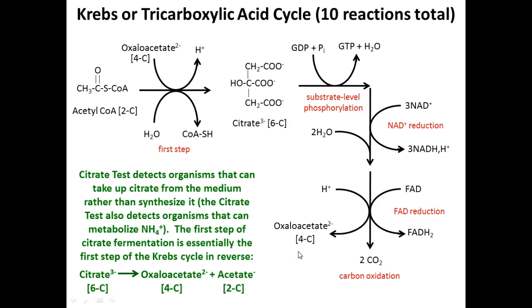So the citrate test. That citrate sounds familiar, right? You guys looked at the citrate test. It detects whether organisms can take up citrate from the media. Not whether it can synthesize it, whether it can take it in. The citrate test also detects if they can metabolize ammonia. The first step in the citrate fermentation is essentially the first step of the Krebs cycle in reverse. So when they take in citrate, they use the enzymes, but they go in the opposite direction. They break it down for energy.